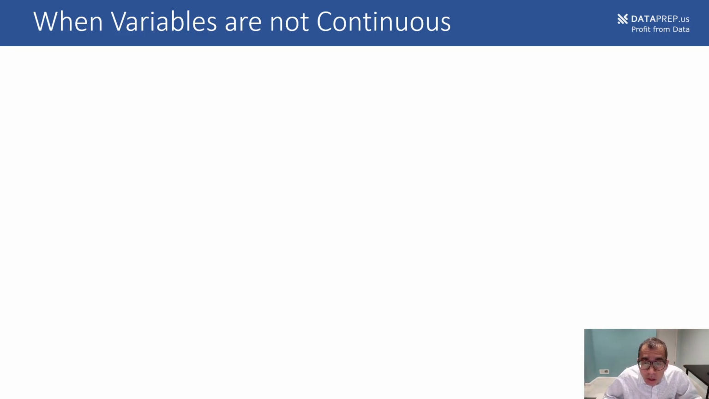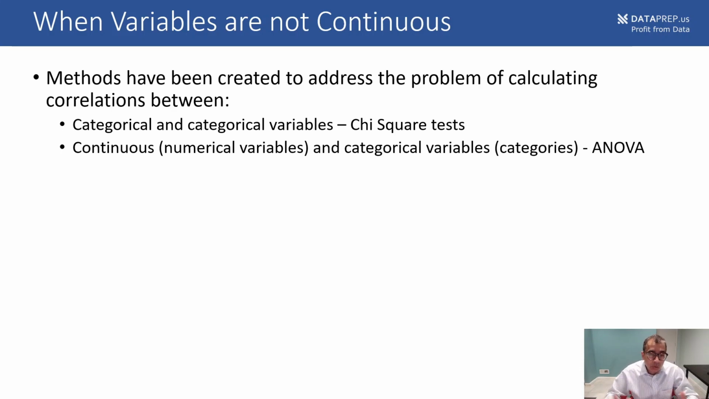high level. So when variables are not continuous, how do you establish association when you can't easily calculate correlation? There are methods that have been created to address this problem. When you are trying to compare a categorical variable to another categorical variable, then you do something called a chi-square test, which is a statistical technique to determine the association between two categorical variables. We will look at it at a very high level in the next slide. When you are trying to compare a continuous variable to a categorical variable, then you do something called a one-way ANOVA. We will look at that again at a very high level in a subsequent slide.